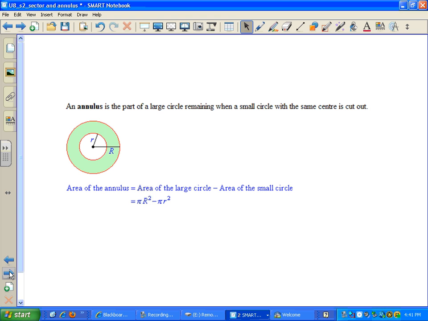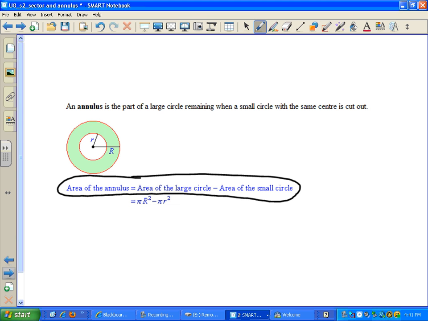Now we're going to talk about an annulus. And so an annulus is part of a large circle remaining. Well, it's the part of the large circle remaining when the small circle at the same center is cut out. So the annulus is the shaded green area. And for us to find the area of the annulus, we go ahead and we take the area of the large circle and we subtract out the area of the small circle. So an annulus is kind of like a dartboard. We can think of it that way.